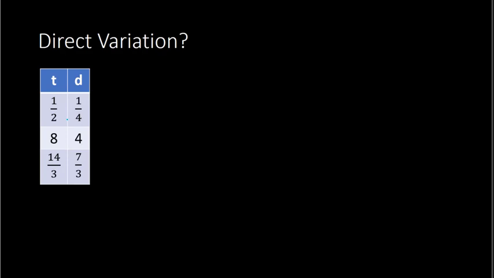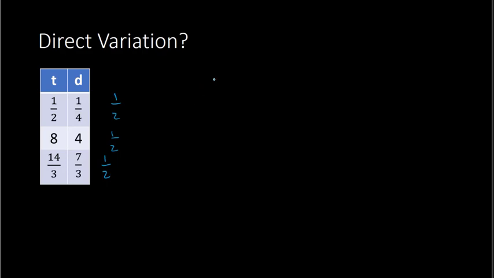Or you can just look at this one and see that if we take the t column and multiply by 1/2, that would give me the d column. Because 1/2 times 1/2 is 1/4. 8 times 1/2 is 4. 14 over 3 times 1/2. 1/2 of 14 is 7, so 1/2 of 14 over 3 is 7 over 3. So the constant is 1 over 2 because I'm multiplying by 1 over 2 each time.